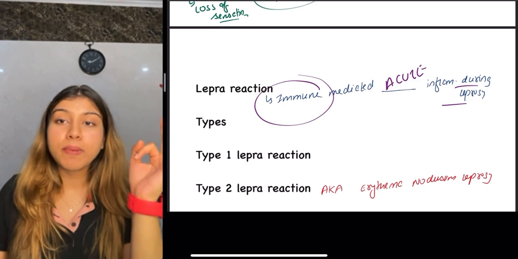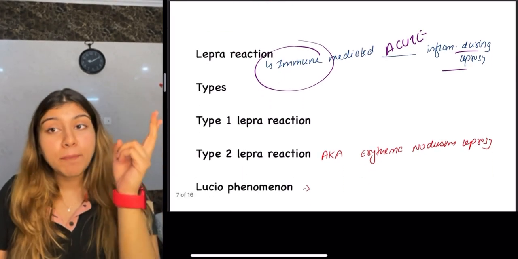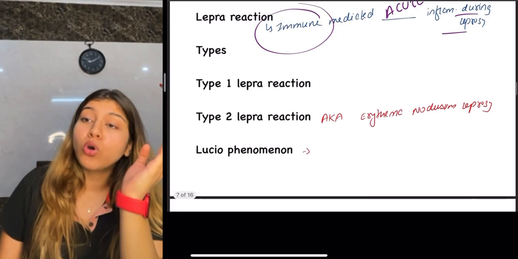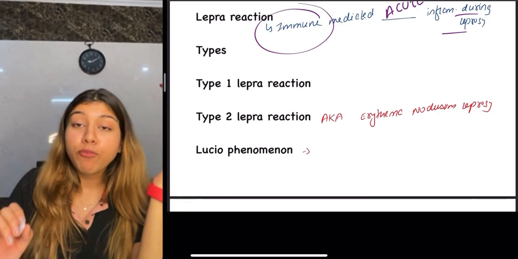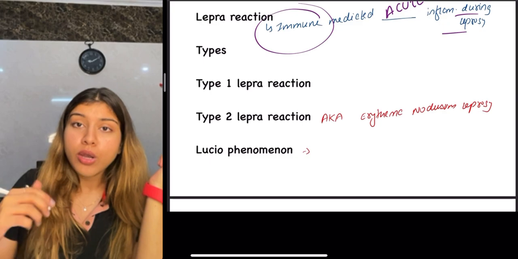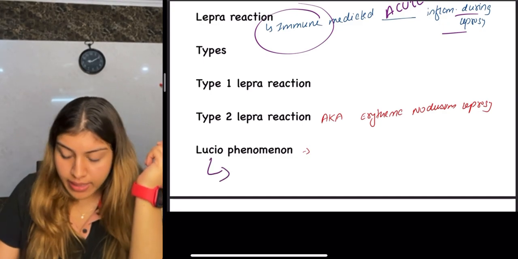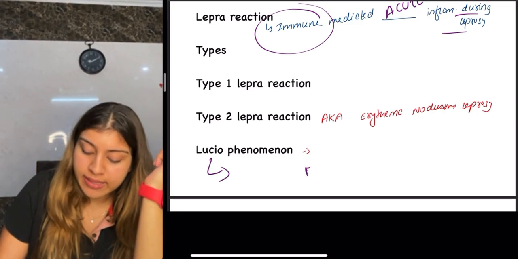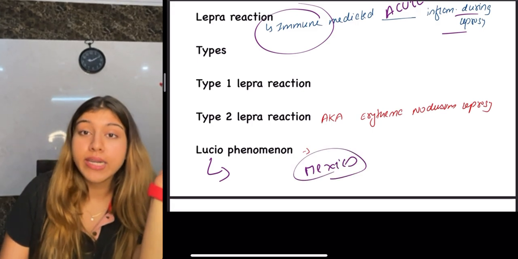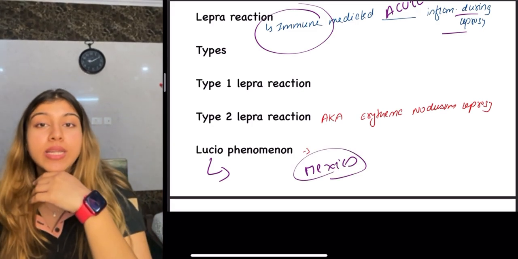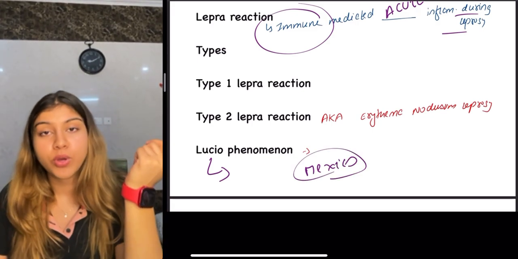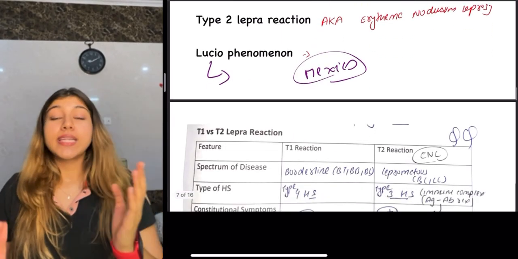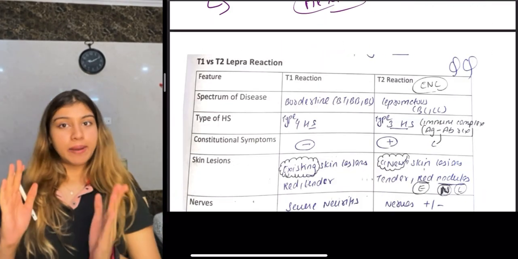There are three types of lepra reaction, guys. That is type 1, type 2 lepra, which is also called erythema nodosum leprosum, and type 3, the Lucio phenomenon. The Lucio phenomenon, guys, is basically seen in Lucio, which is a place in Mexico. That is why it's called the Lucio phenomenon.